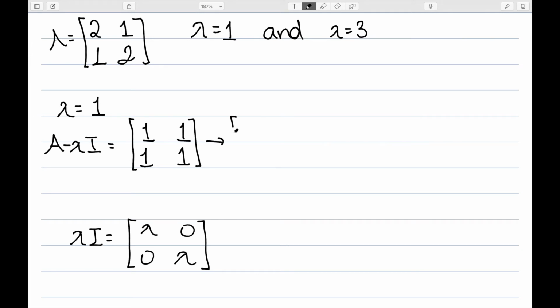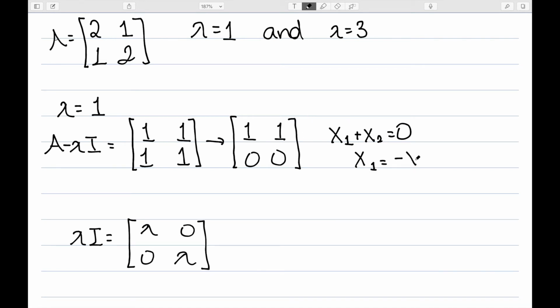Reducing this matrix would give us 1, 1, 0, 0. We can then write my equation. This is x1 plus x2 equal to 0. That comes from this first row. Solving for x1 gives me minus x2.